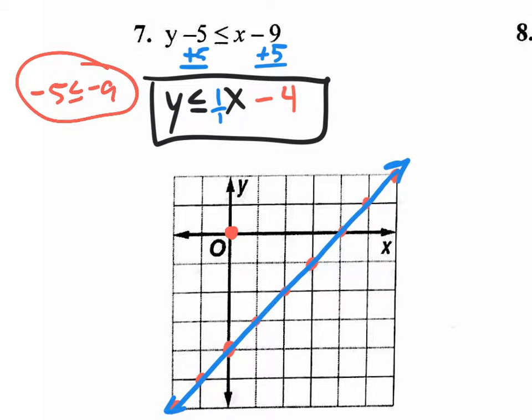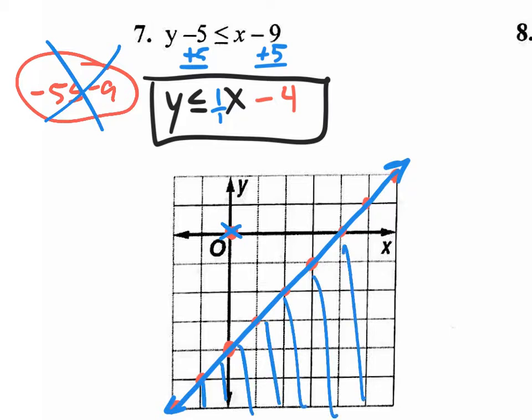No, negative 5 is closer to the positive values, so that would be greater than. So this is false. So you'd have to shade in the other side, not the 0, 0 side. So you have to shade in down here. Make sense?